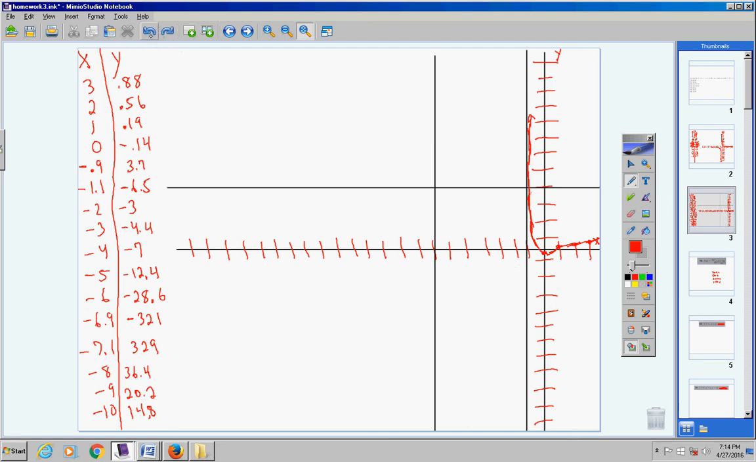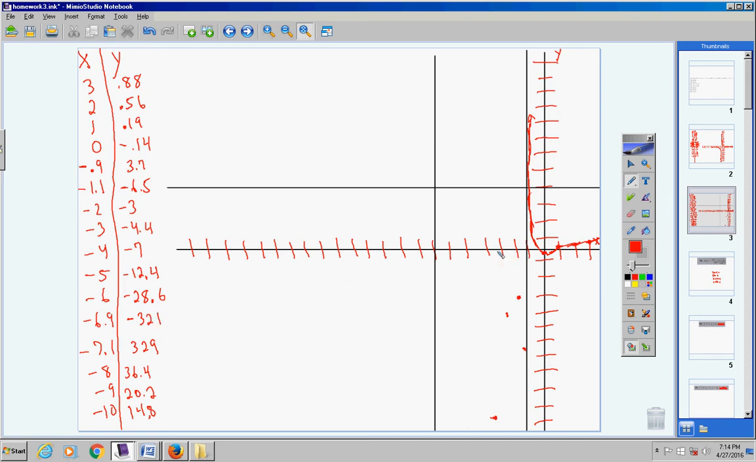Boy guys, I apologize. Let's try this again. Negative 1.1 is negative 6.5. 1, 2, 3, 4, 5, 6.5. So like right there. And then negative 2 is negative 3 right here. And then negative 3 is negative 4.4. So about right there. And then negative 5 would be negative 12.4 way down here. And then negative 6, of course, is negative 28.6, so going down really far.